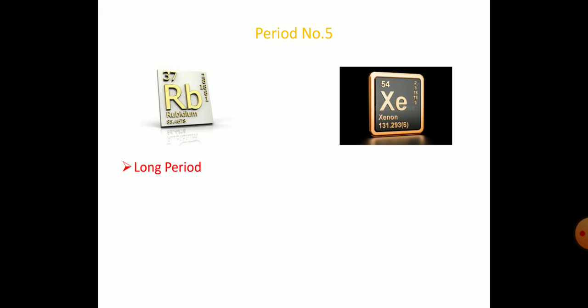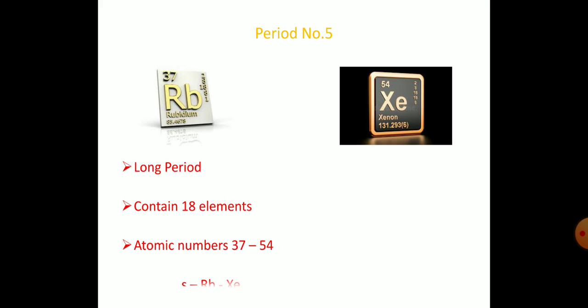Okay, what is the nature of period number 5? It is a long period, and this period also contains 18 elements, starting from rubidium to xenon. How many elements are present? There are 18 elements present in period number 5. And here the atomic numbers are 37 to 54. 37 is the atomic number of rubidium, whereas 54 is the atomic number of xenon.